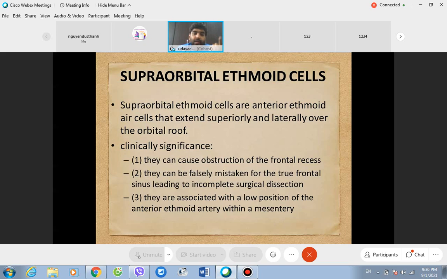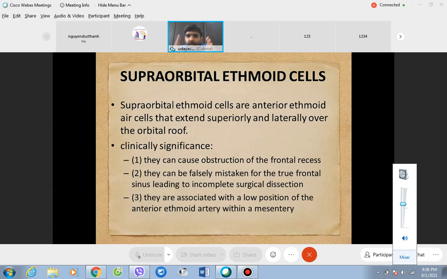One, if there are many supraorbital ethmoidal cells with high pneumatization, they can obstruct the frontal recess. They can be falsely mistaken for the true frontal sinus, leading to incomplete surgical dissection. And the third most important thing, which most of the PGs might have already heard their superiors saying, is whether the anterior ethmoidal artery is dehiscent or not. The dehiscence of the anterior ethmoidal artery is because of the presence of a supraorbital ethmoidal air cell or supraorbital pneumatization.